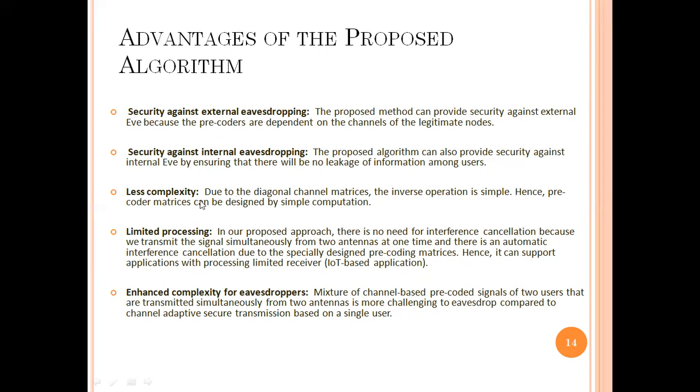As we have previously seen in the past slides, it does not require much computation, and there is no need for interference cancellation because we transmit the signals simultaneously from two antennas at one time, and there is an automatic interference cancellation due to the specially designed precoder matrices. And the mixture of channel-based precoder matrices of the two users that transmit simultaneously from two antennas makes it more challenging for the eavesdropper to eavesdrop compared to channel adaptive secure transmission based on a single user.